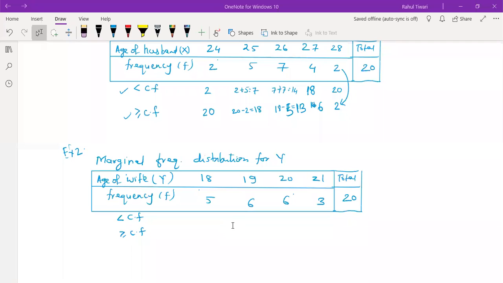Yes, students, can you hear me? Yes, sir. Can you give me the answer for this? 5, 11, 17, 20. Total become 20. What about this one? 20, 15, 9, 3. So one can get CF, or you can say OJI, or less than cumulative type frequency for this data, and then more problem we will deal in the next class.